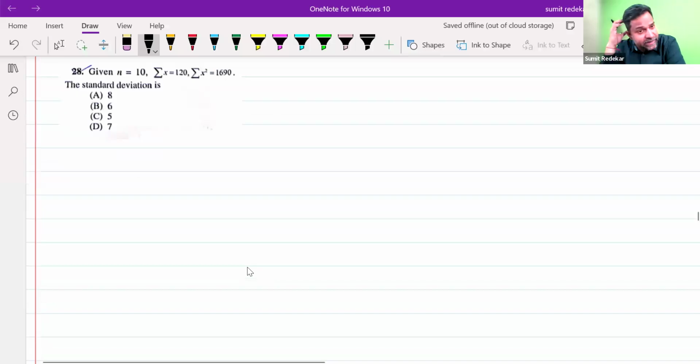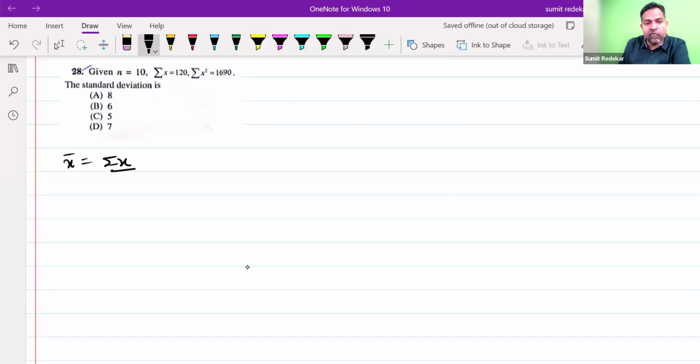Question number 28. A very straightforward question. There are 10 values. Sum of x is 120. Sum of x square is 1690. They want the standard deviation. Well, for the standard deviation, I need the mean. So the first thing that I'm going to say is x bar is sum of all x's divided by n. X bar is 120 divided by 10, or x bar is 12.